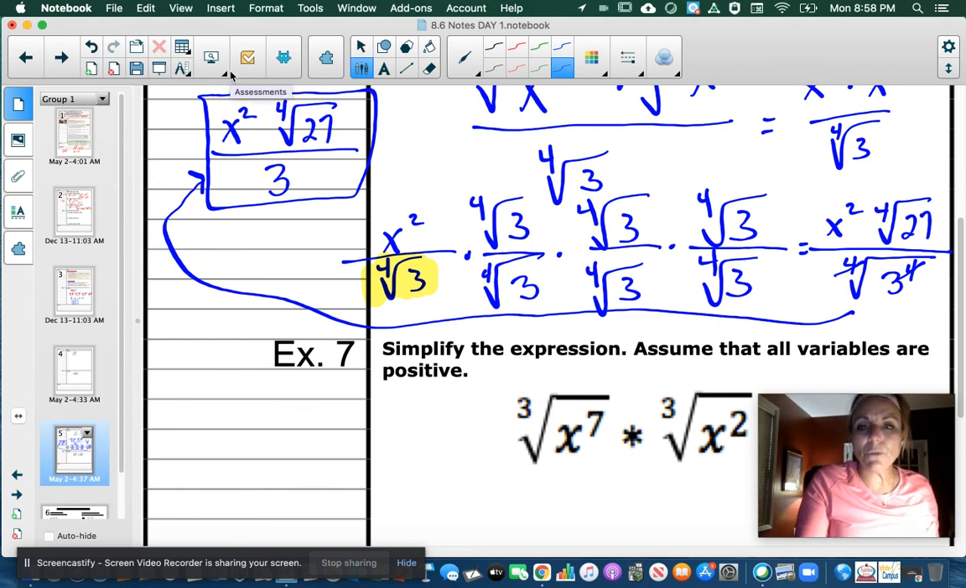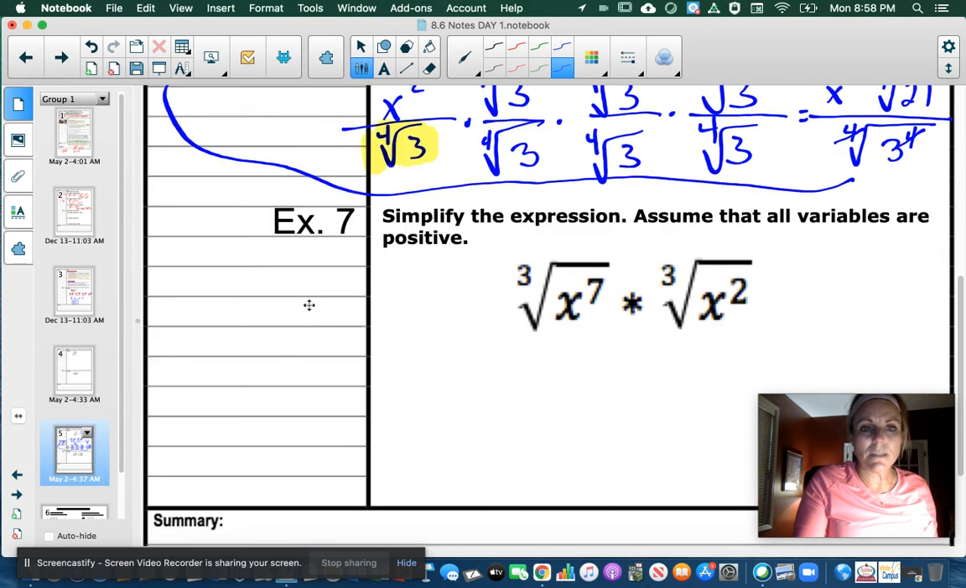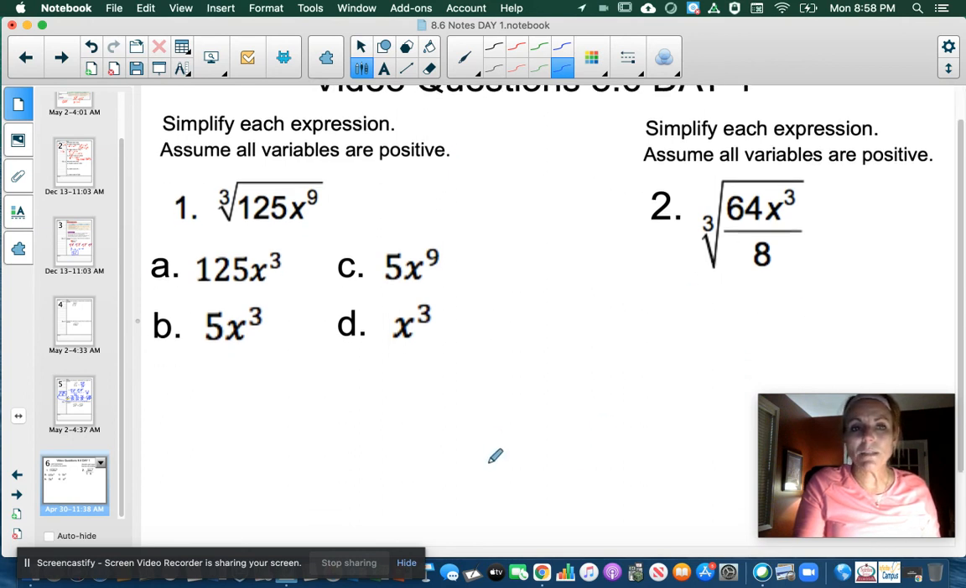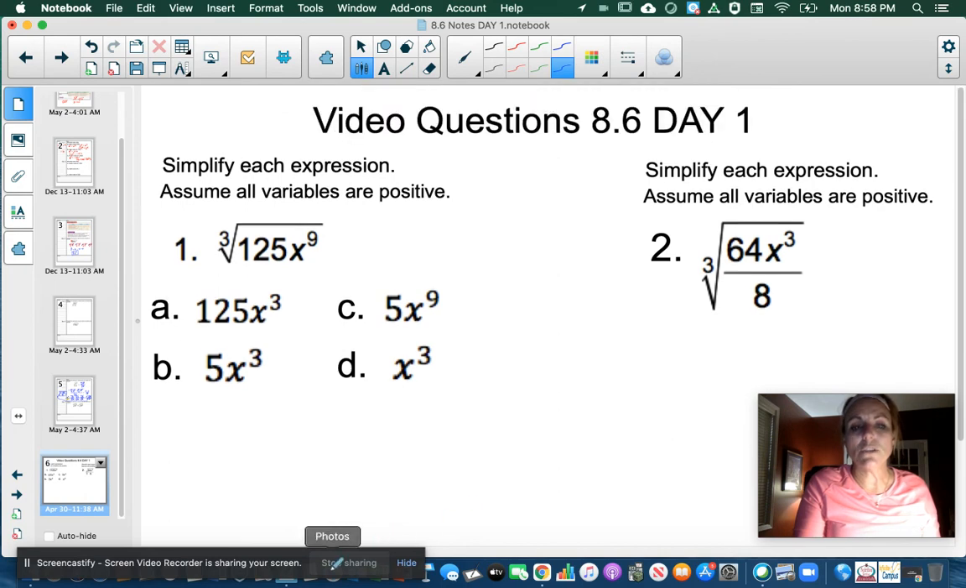Example 7, we're going to do in class. And video question. Simplify each expression. Assume all variables are positive. And simplify again. Another one. Assume all variables are positive. Please do those video questions in your notes.